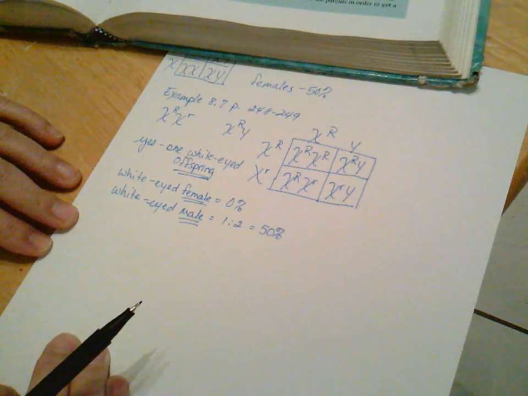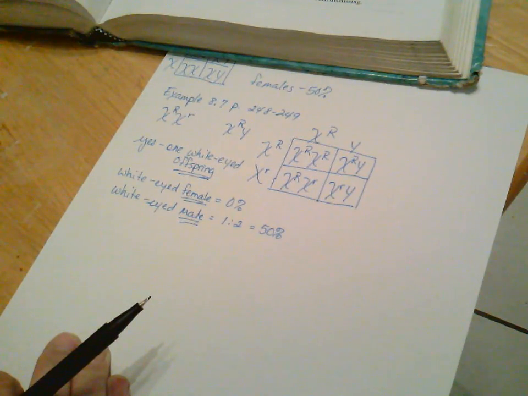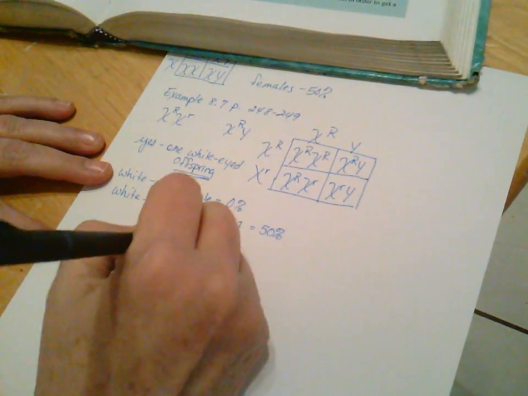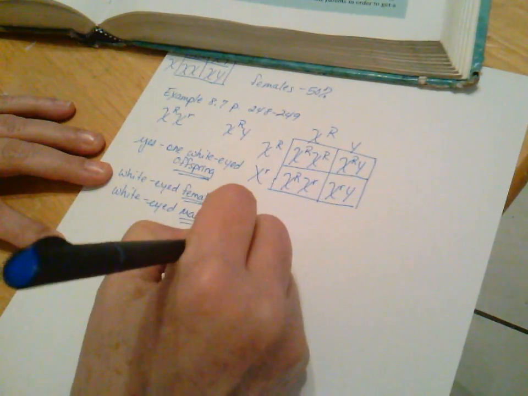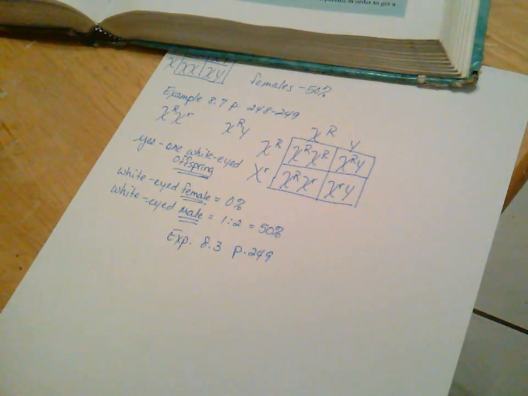I would like for you to go ahead and try experiment 8.3 on page 249 in your lab notebook, and then we will go over that experiment in class together and make sure that you understand sex-linked traits and how they are passed on. Again, if you have any questions about what we did here today, be sure to write down your questions and bring those up in class so that we can address them.